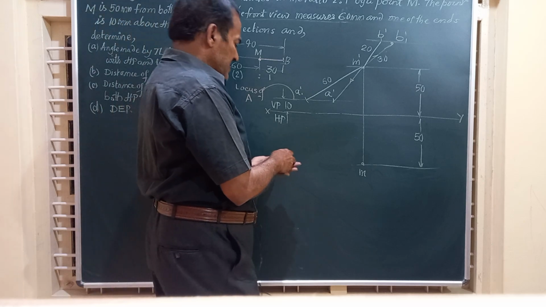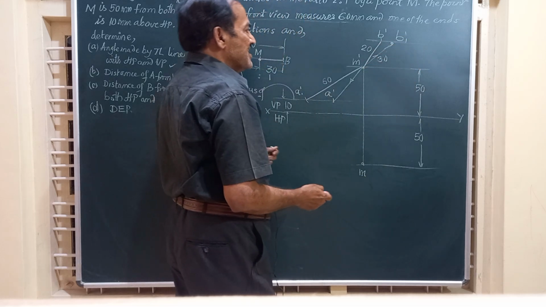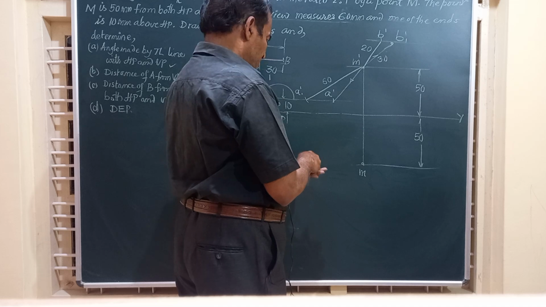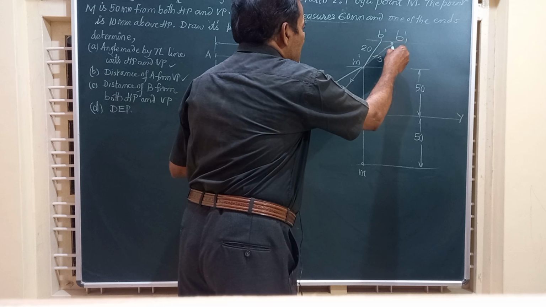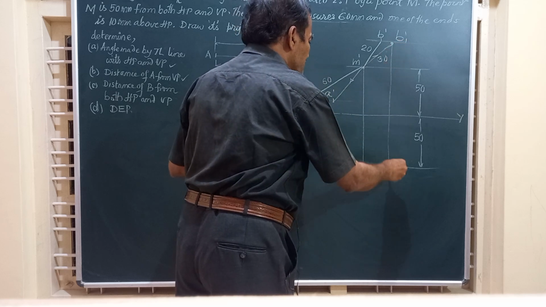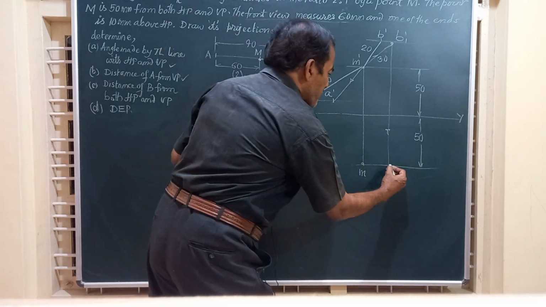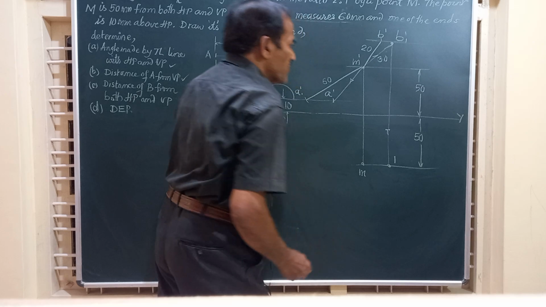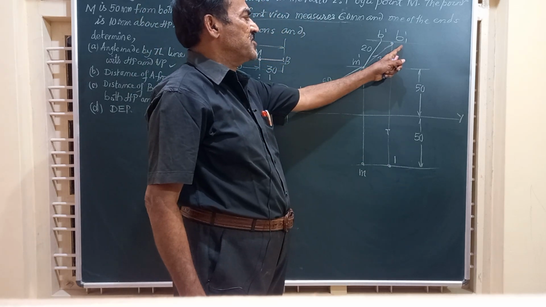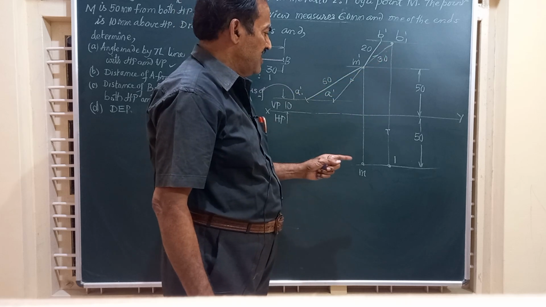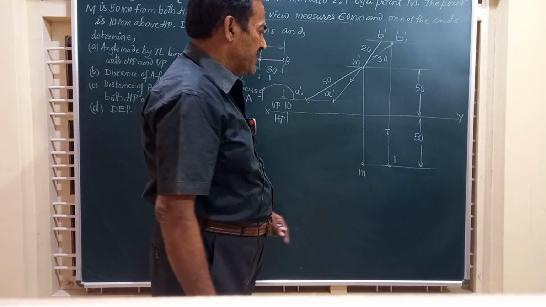Now friends, let us consider only this part and see how to obtain the top view of the line. Friends, from this point B1 dash, I can draw a vertical line downwards till it touches the locus of M at point 1. So what have I done? I have drawn a vertical line through this B1 dash, the end of the true length line, till it intersects the locus of point M at point 1.